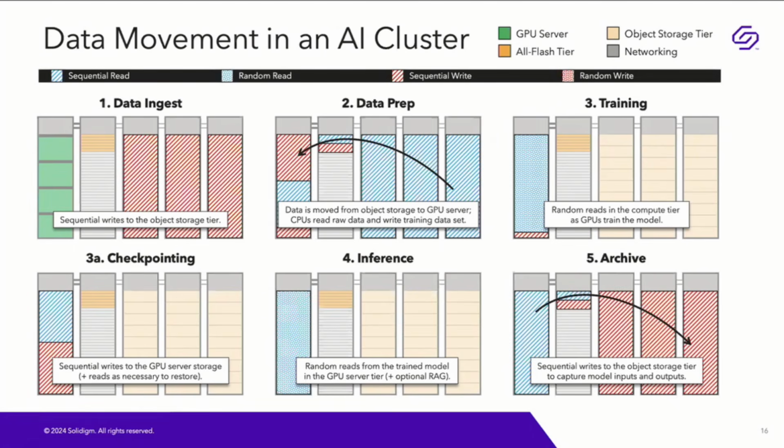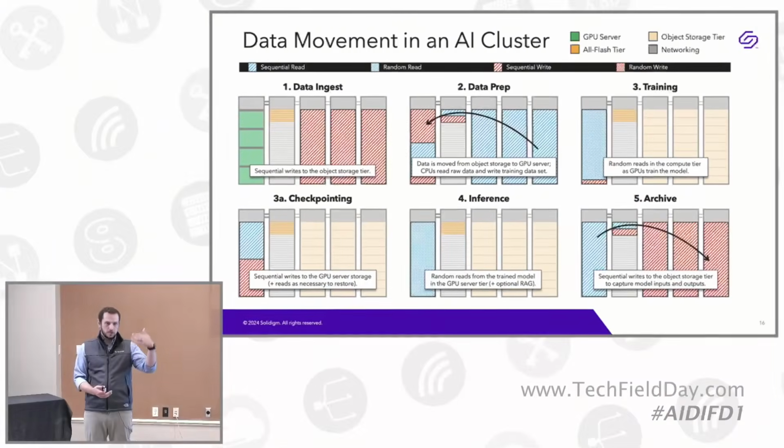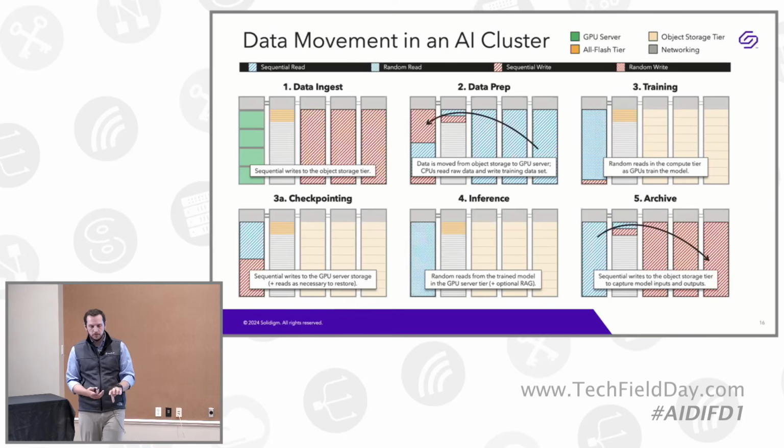So what you've got to do is move that data in step 2 from your object storage to your GPU server. So you're reading from object storage, you're writing to your DGX servers, right? And then we're doing what we just talked about, which is a bunch of reads up front and some writes at the end to output your training data set. So that's what's occurring in step 2.